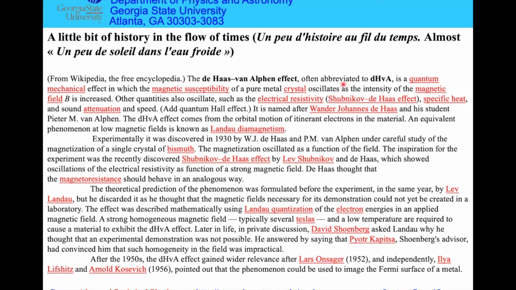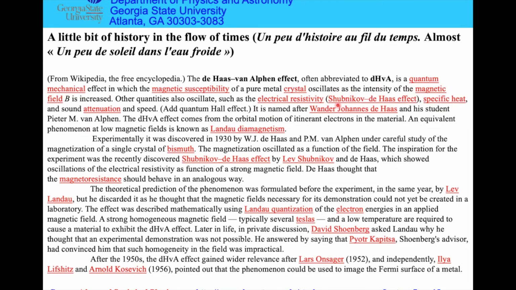So let's start. The De Haas-Van Alphen effect, often abbreviated as dHvA, is a purely quantum mechanical effect, as we know. The magnetic susceptibility of a pure metal crystal oscillates as the intensity of the magnetic field is increased. As I told you, it actually oscillates in inverse magnetic field with a constant period that doesn't depend on anything but the Fermi energy. Another quantity that also oscillates is specific heat, which is another derivative, the second derivative of omega. Kinetic effects such as electrical resistivity and sound attenuation also oscillate.